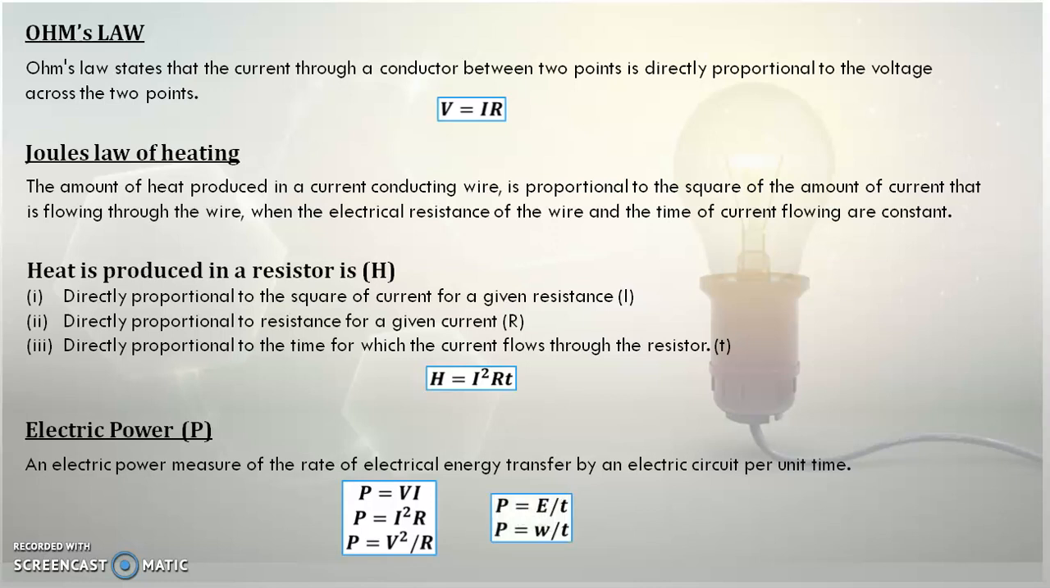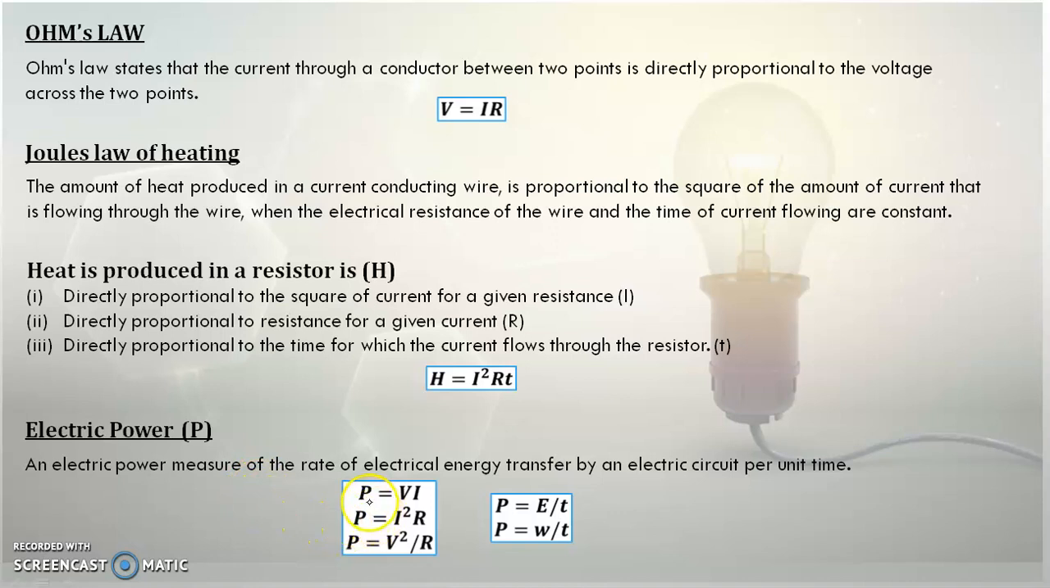This can also be stated like this: electric power is the rate of doing work. We can say that the rate of doing work is called electric power, and you can state it like this also, that electric power is a measure of the rate of electrical energy transfer, that is the work done here, by an electric circuit per unit time. So we can come to the conclusion, and we can derive the formula based on this.